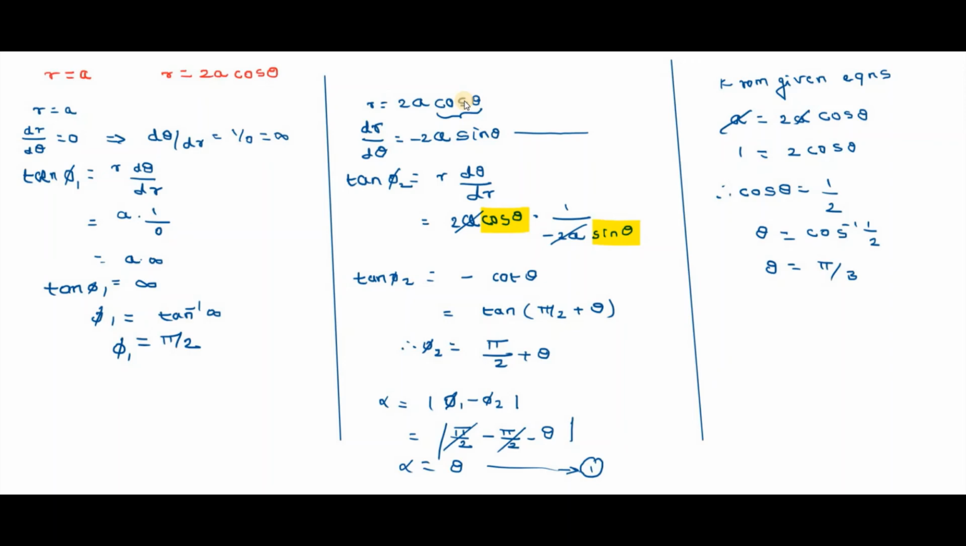Substitute in equation 1. We have to put this value in equation 1. What do we get? Alpha is equal to theta, and the theta value is 60 degree, that is pi divided by 3, which is the required solution.